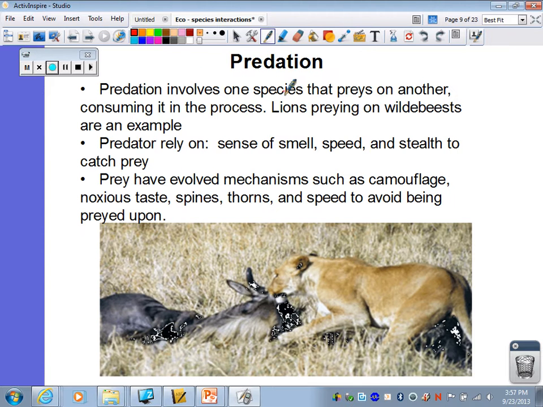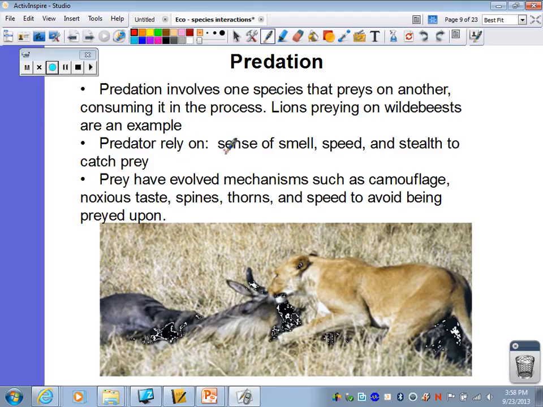Predation: one species is going to be preying on the other one and it's going to consume it in the process. A really good example here are lions preying on wildebeest. And that's actually a female lion doing the hunting, which is how it goes in the wild. Females actually do the hunting and the killing. And the males just get to come by and eat whatever the females killed for them.